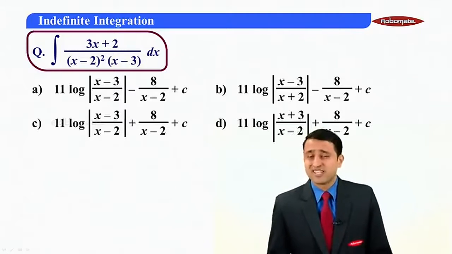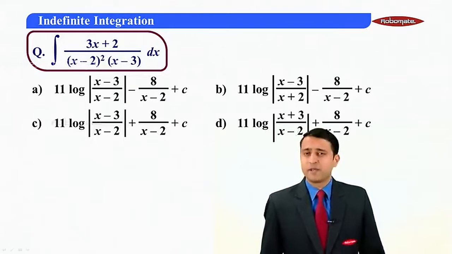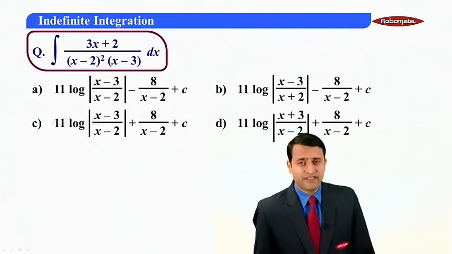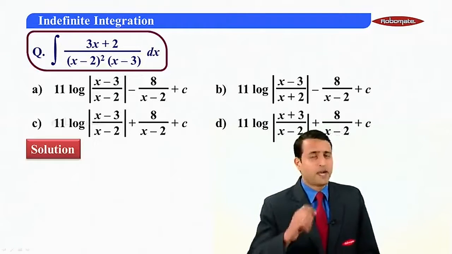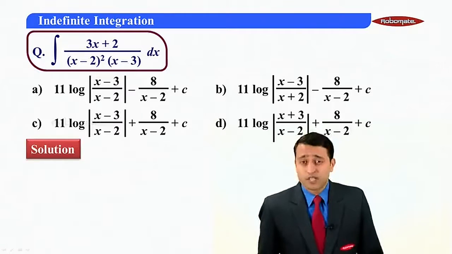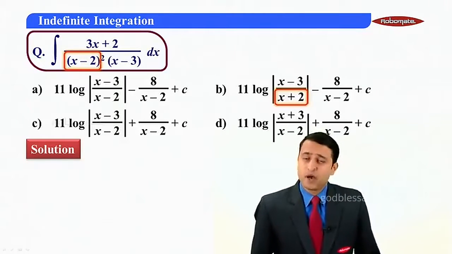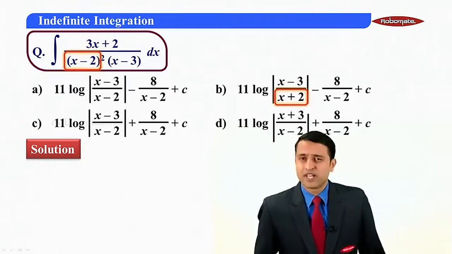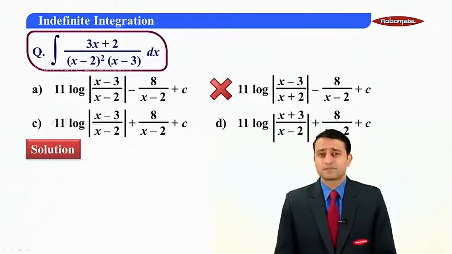My dear students, this question belongs to partial fractions, and to be very precise, it is of the type where we have a repeated linear factor. Let us see how the solution is. But before I go to the solution, I am seeing something here. If you observe, in the question I have a factor of x minus 2, but in option B there is a factor of x plus 2. It's impossible to get that factor, therefore option B cannot be the answer.